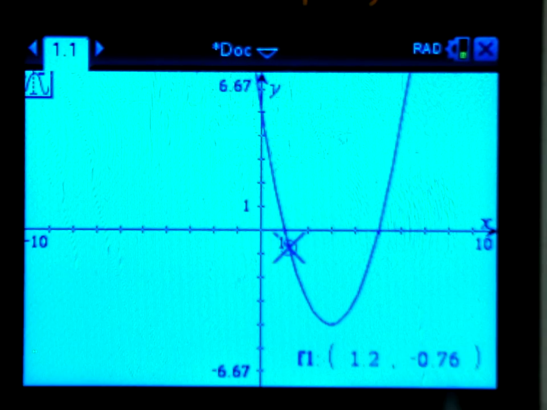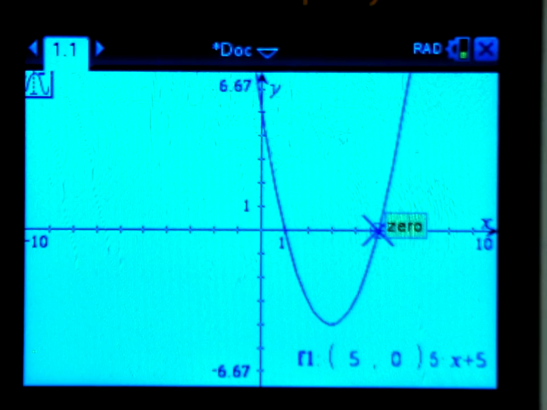Then I'm going to keep going using the right arrow, all the way over to the next zero. That is another x-intercept, another solution. So that's going to be the point (5, 0), or a solution of 5, a root of 5.